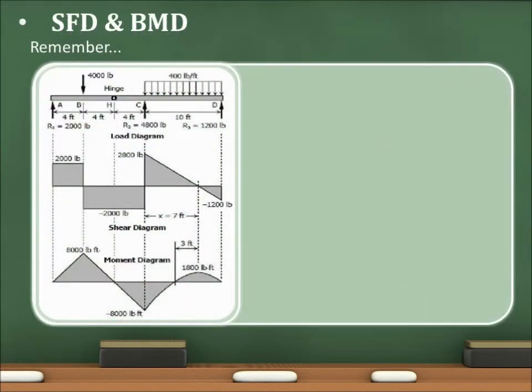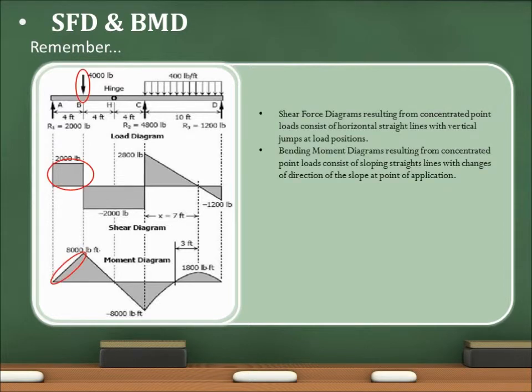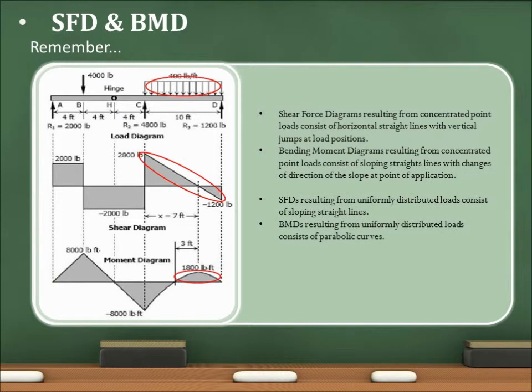Here are some things about shear force diagrams and bending moment diagrams that will be useful to remember. When a concentrated load is acting on the beam, the shear force diagram consists of horizontal lines with vertical jumps at the points where the force is acting. On the other hand, the bending moment diagram consists of sloping straight lines which change direction at the point of application.